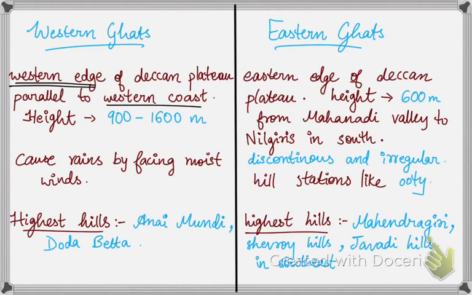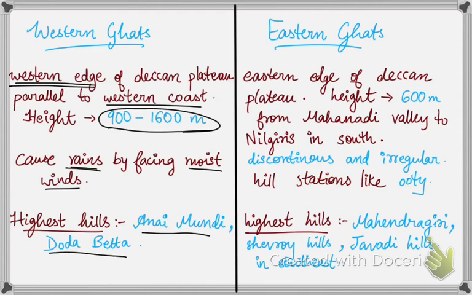And these Western Ghats are higher in height than the Eastern Ghats. Their height is about 900 to 1600 meters. And because of these Western Ghats, the area receives orographic rains because it faces the moist winds that come across them. The highest hills in the Western Ghats are Anamudi and Doddabetta.